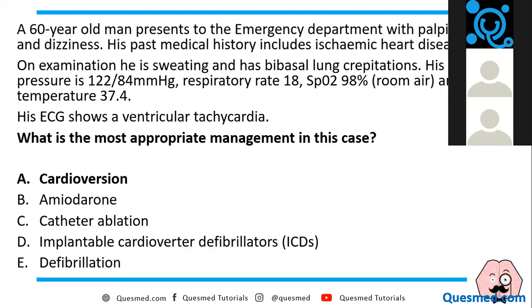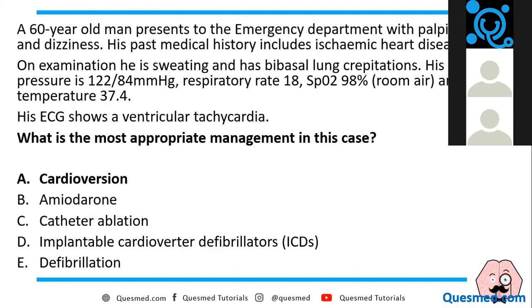Amiodarone can be a form of pharmacological cardioversion, but if an exam question says just cardioversion, they typically mean DC cardioversion, which is direct current cardioversion, essentially electrical cardioversion. That's why I put it as just cardioversion in this question, just to get you thinking about the differences. That's a very good point, and I'm glad that you asked that.